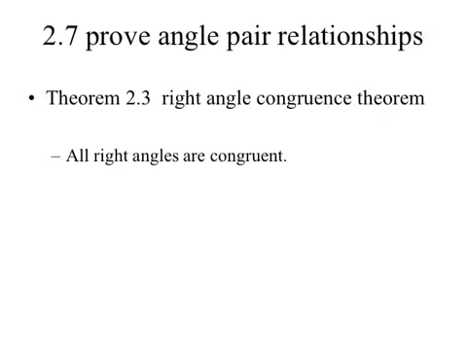All right, let's go through the last section of Chapter 2, Proving Angle Pair Relationships. I have one theorem right off the bat. It's Theorem 2.3, Right Angle Congruence Theorem. All right angles are congruent. Yep, that's it. The Right Angle Congruence Theorem says that all right angles are congruent.